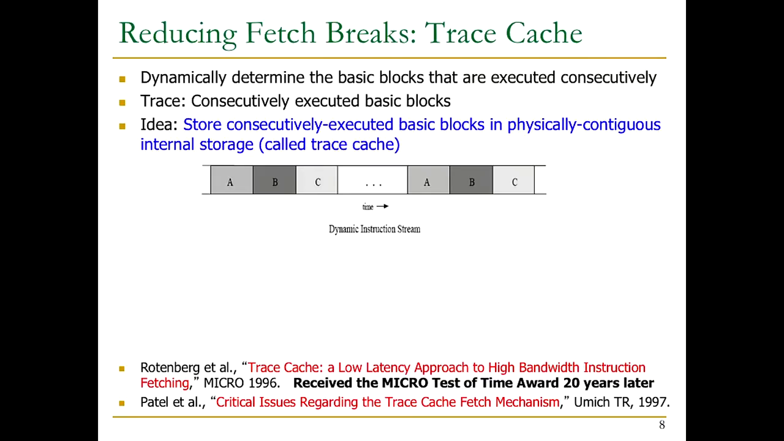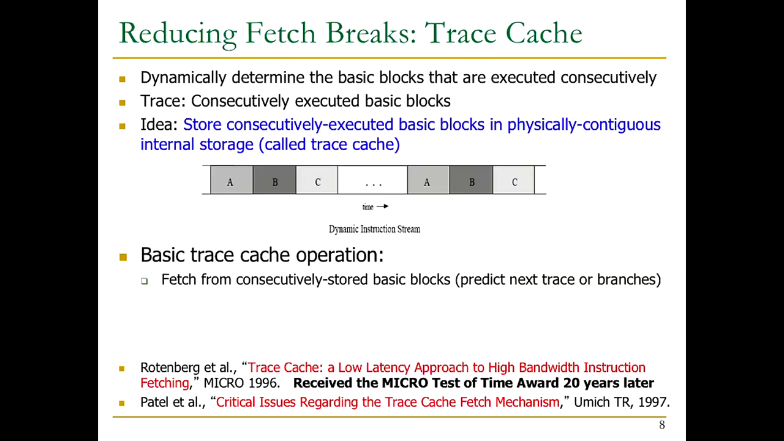Another picture of this, this is the dynamic instruction stream. When you observe the program executing, you keep seeing ABC, ABC, ABC. And at some point, the processor figures out that these are frequently executed, puts them into the trace cache, and it fetches from these consecutively stored basic blocks. Of course, to be able to fetch from it, you need to predict the next trace, right? Now you have a prediction problem. Your fetch problem is solved because all of this is sequential, but which trace to fetch becomes a problem.